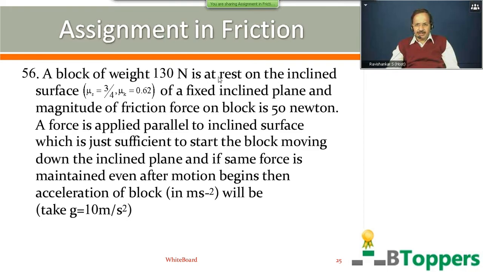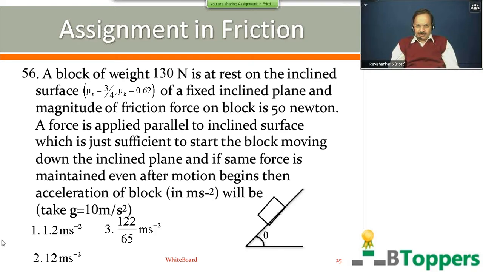A block of weight 130 Newton is at rest on the inclined surface (within bracket mu s equal 3 by 4, comma mu k equal 0.62) of a fixed inclined plane. And the magnitude of friction for the block is 50 Newton. A force is applied parallel to the inclined surface, which is just sufficient to start the block moving down the inclined plane. And if the same force is maintained even after the motion begins, the acceleration of the block in meter per second square will be. Come on, try the question. You have to take g as 10 meter per second square.